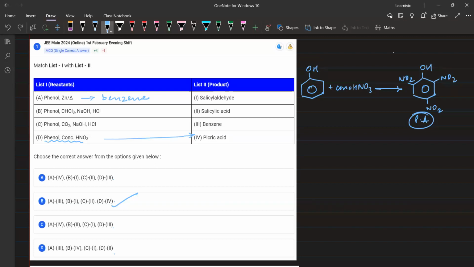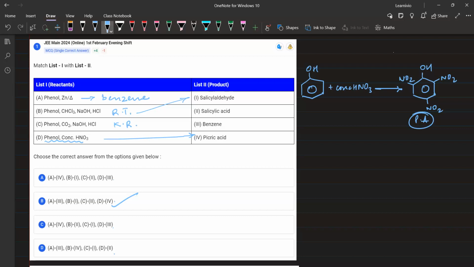Next, we have phenol plus CHCl3. This is the Reimer-Tiemann reaction, one of the most popular name reactions in phenol. Phenol, CO2, NaOH, and HCl is the Kolbe reaction. Again, it is very famous. What does CHCl3 do? It is going to give you salicylaldehyde. First, the chlorine is removed, and after that, both the chlorines are replaced by OH, and then water is removed, and you get salicylaldehyde.